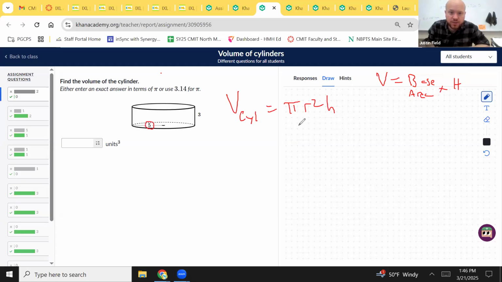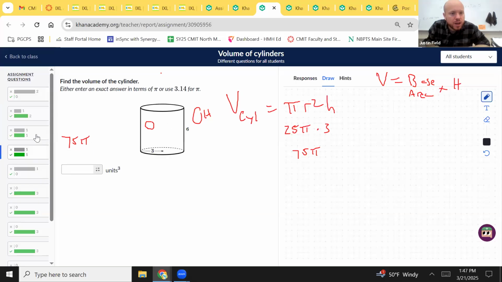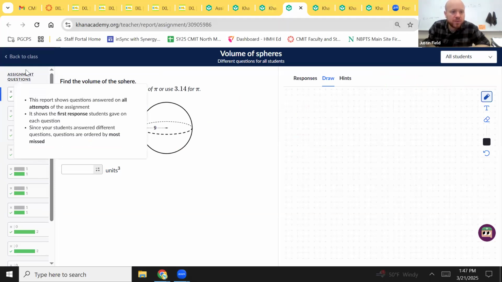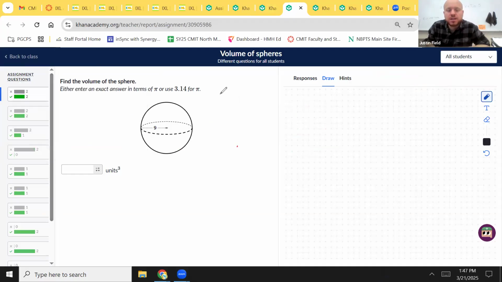The radius here is 5. So we're going to say 25 pi for our base area times the height of 3. It's going to be 75 pi. You can see they're all pretty similar. So have fun with that. Different area formula, same idea.